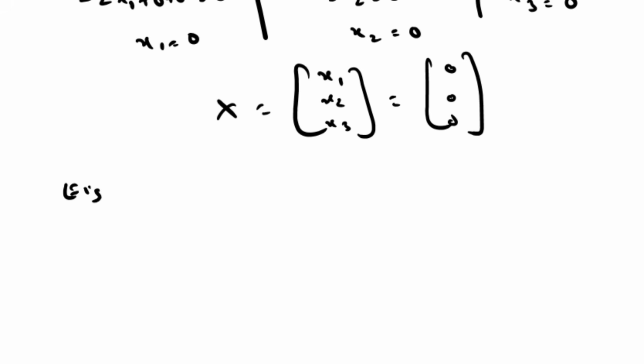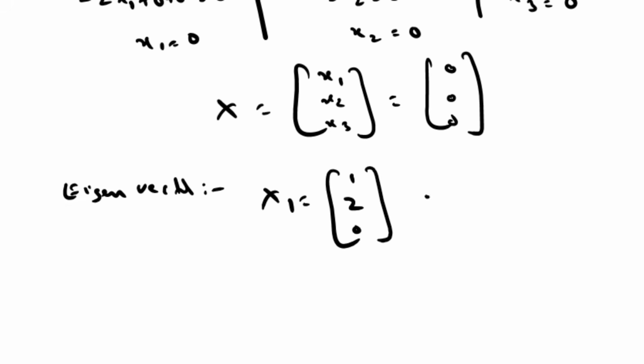Therefore, eigenvectors x1 is equal to 1, 2, 0, x2 is equal to 0, 0, 0.